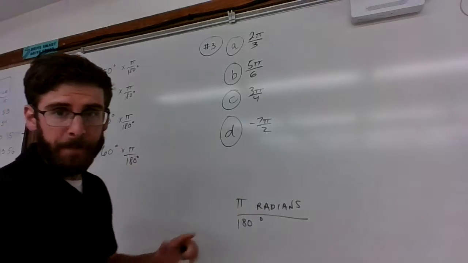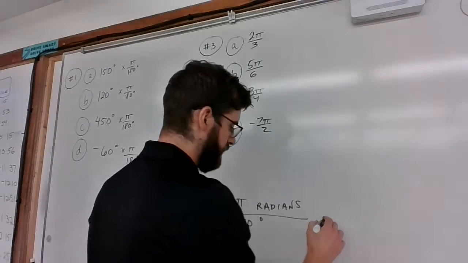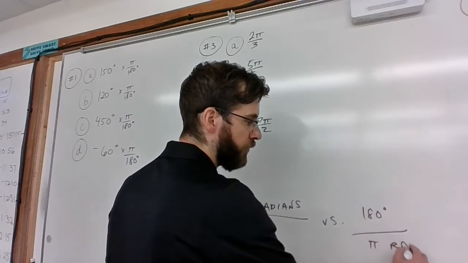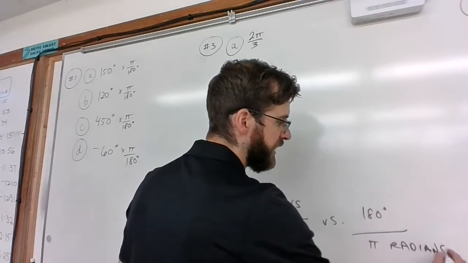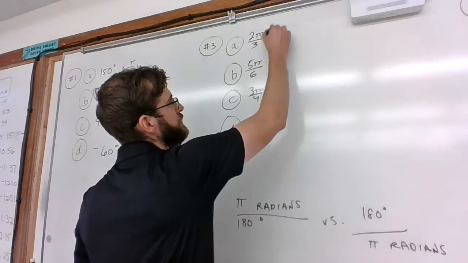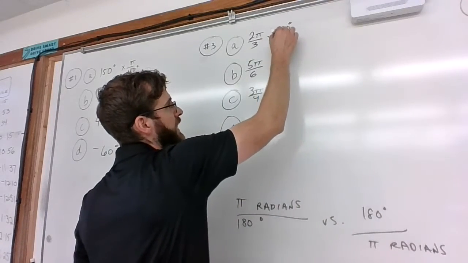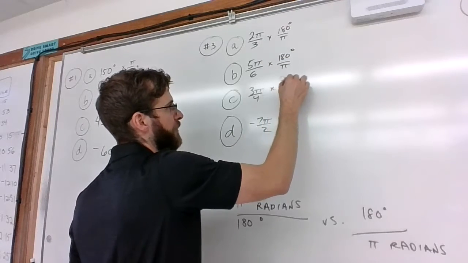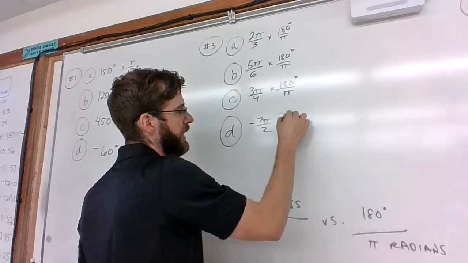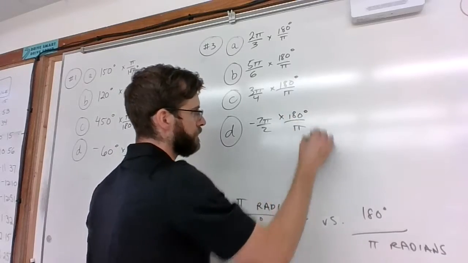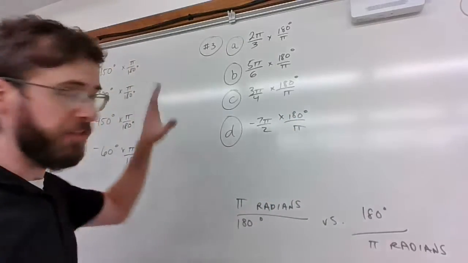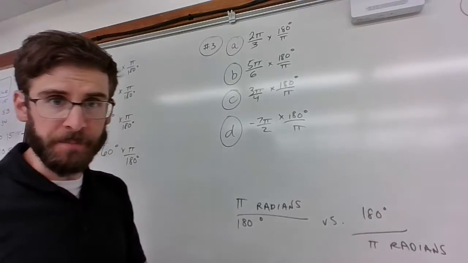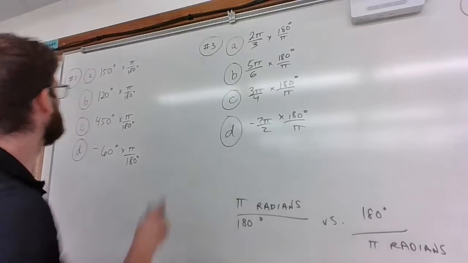Over here, you would do the opposite flip. You would say 180 degrees over pi radians, we'll take a radian measure and convert it into degrees. So you're going to take this times 180 over pi, this times 180 over pi, this times 180 over pi, and the same thing here. You can pause the video and try to do all these at once. See if you can do it without my help. All right, you've unpaused it. Let's see if you got them right.